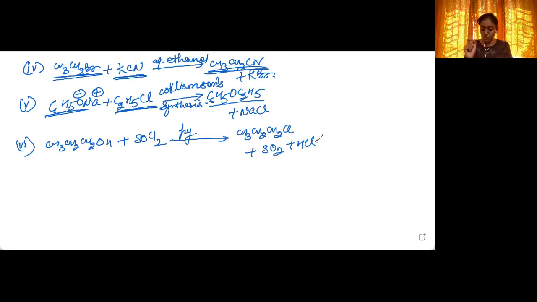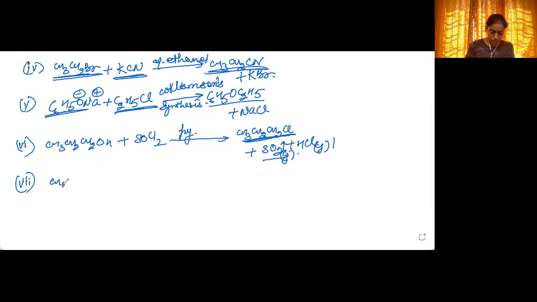And this is the most used reaction because both of these are gases. This is a gas, this is a gas. They escape from the reaction medium and pure alkyl halide, that is pure alkyl chloride, is obtained. So this is the utility of this reaction. So let's now move into the next part.